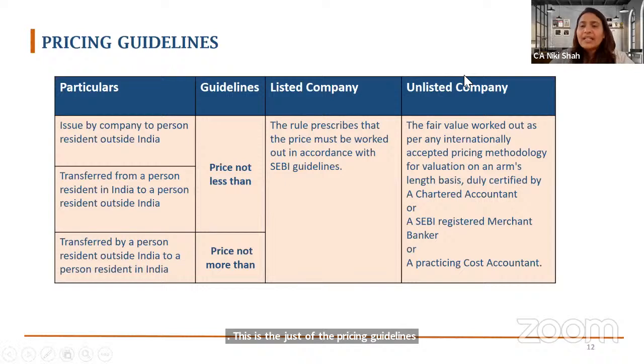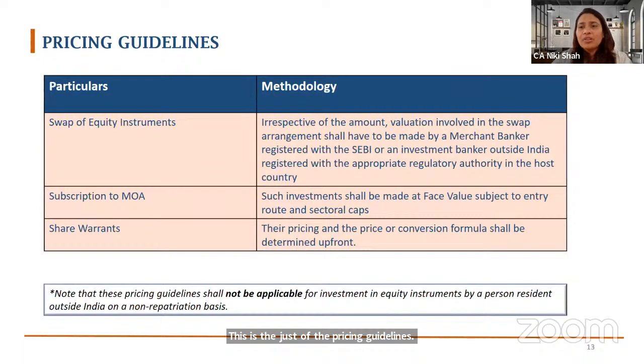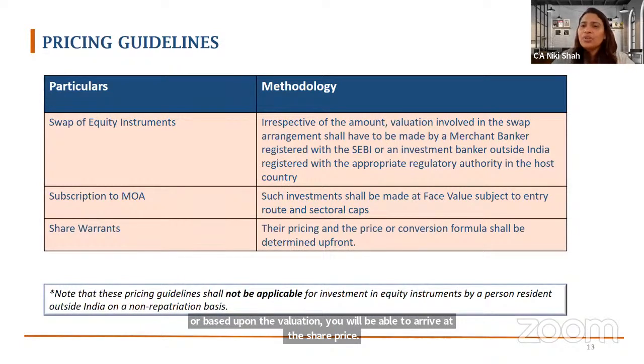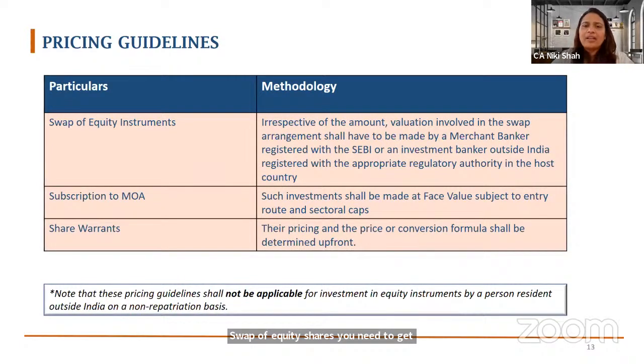Once we know the pricing guidelines, which are based upon the valuation, you will be able to arrive at the share price. For a swap of equity shares, you need to get both the companies valued through a merchant banker. For subscription to MOA, as I said, you don't need a valuation. For share warrants, the pricing and the conversion formula should be determined upfront. This is the most important thing.